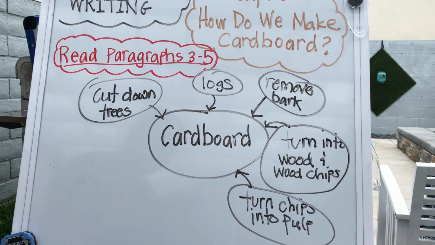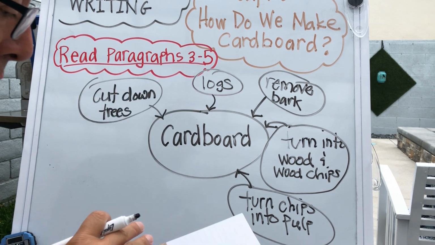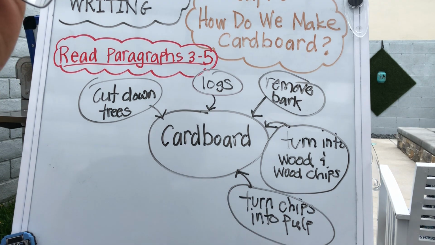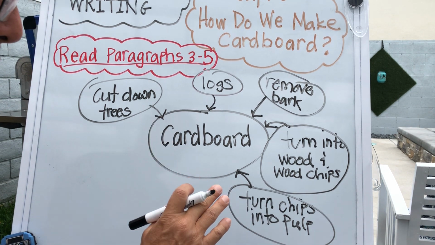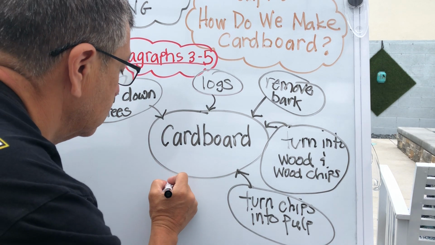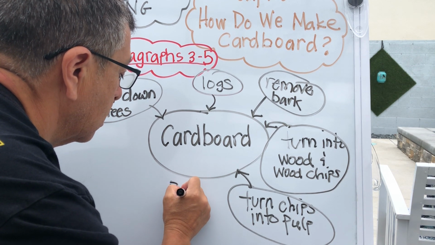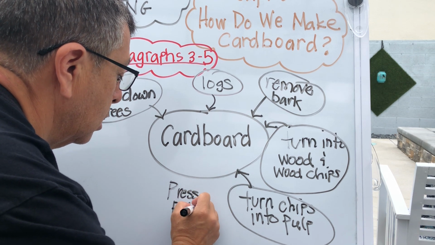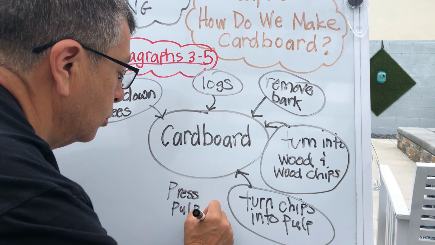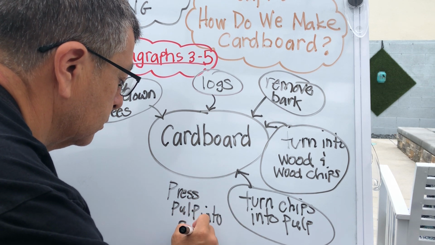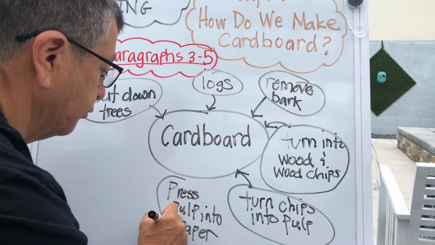Okay. Then what they do is they press it. It says right here, it gets pressed into thin rolls of soggy paper. So it looks like they press the pulp or the masa into paper. So then they press pulp into paper. That's what they do.